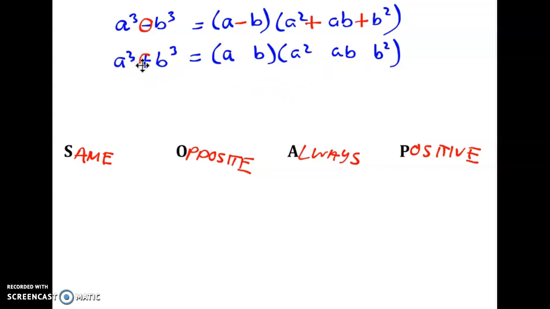Similarly, here, if it is a sum, then same sign is how we start, so plus, opposite sign, minus, last one, always positive. Okay, so that doesn't help you with the actual A's and B's, but it does help you remember the order of the signs. Okay, and the A's and the B's are the same for each of the formulas.